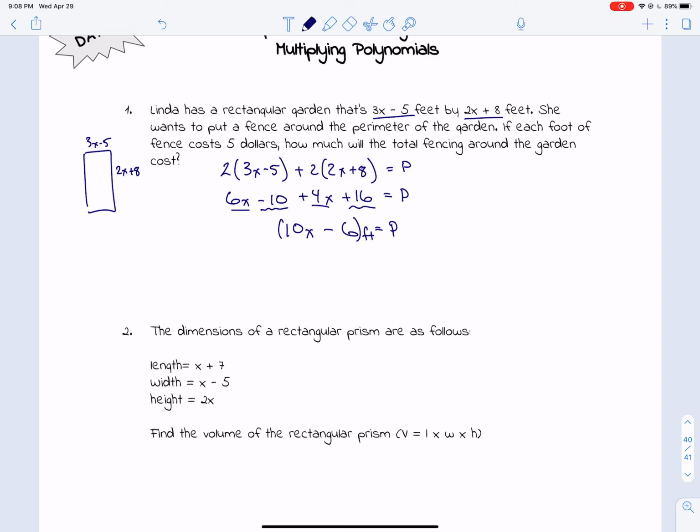But we don't have that. So this expression is how many feet. So we just need to multiply. So the total cost is going to be 5 times all of this. And that's going to be the cost. Okay, so it's 50x minus 30. And in a kind of awkward way, we could write that as dollars. So we don't know what x is. As soon as we do know what x is, then we would know. If x is 1, for example, then it would cost $20. If x is 2, then it would cost $70.